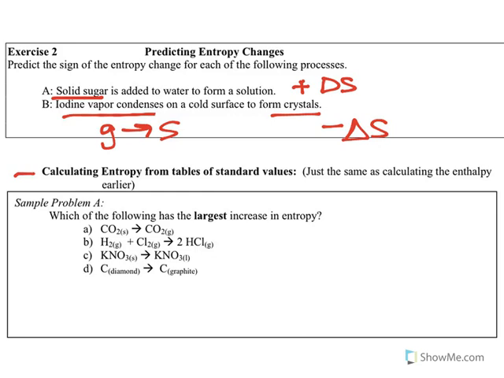So like I said, we can actually calculate entropies. Let's save that for a second and just think conceptually, which do we think is going to have the largest increase in entropy here? Pause the video and try that. Take a look and see what you think.